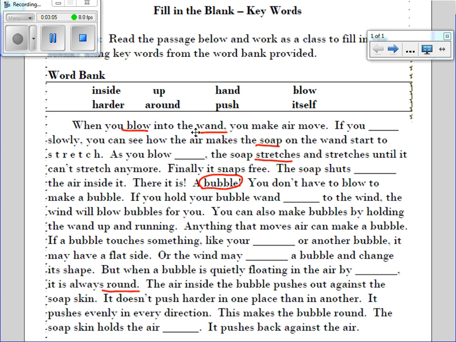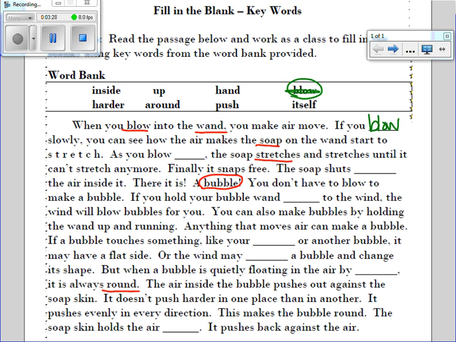If you blank slowly, you can see how the air makes the soap on the wand start to stretch. Oh, well, it said blow over here, so I'm thinking it might actually repeat the same word or use a word like that. And I see that there's a word blow up on the top, so I'm going to cross out that word blow, and I'm going to write it in my blank.